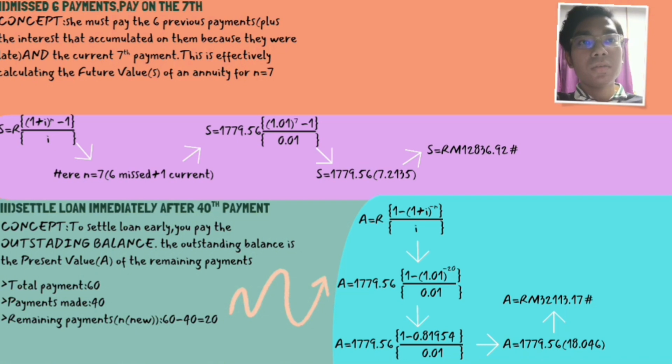In this part, we calculate how much the borrower needs to pay if they want to settle the loan early, right after they finish the 40th payment. The full loan has 60 payments. If 40 have been paid, then there are 20 payments left. To settle early, we find the present value of these remaining 20 payments. This amount is called the outstanding balance. Using the present value formula, we calculate that the total to settle the loan after the 40th payment is RM 32,113.70. This means the borrower must pay RM 32,113.70 to fully settle the loan.